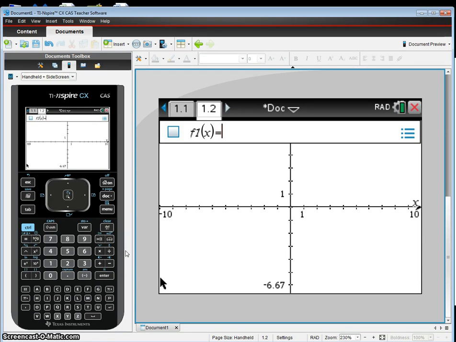In this video I'm going to show you how to use the TI Nspire to do definite integrals. It's really not that hard, so I'll do a couple of examples here.